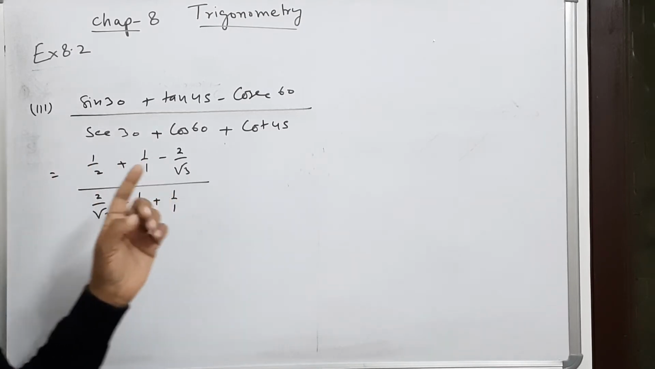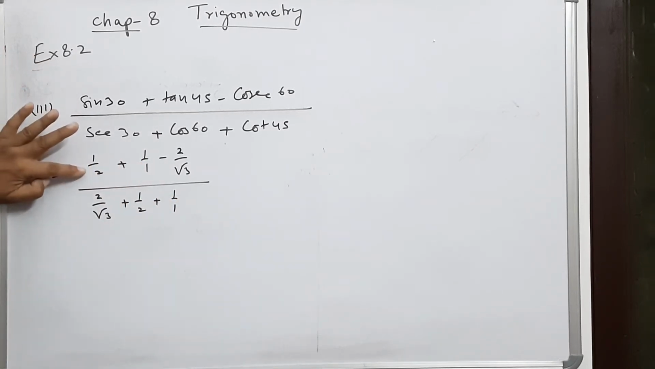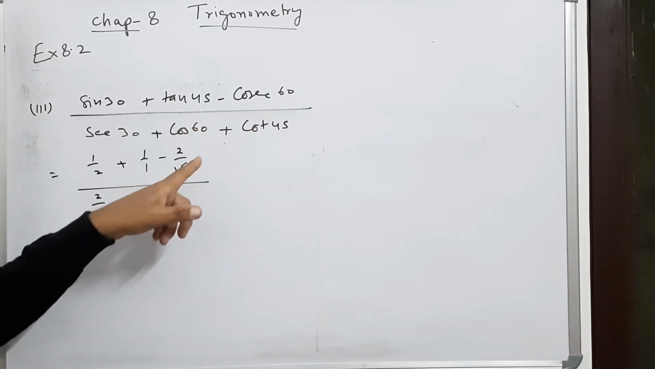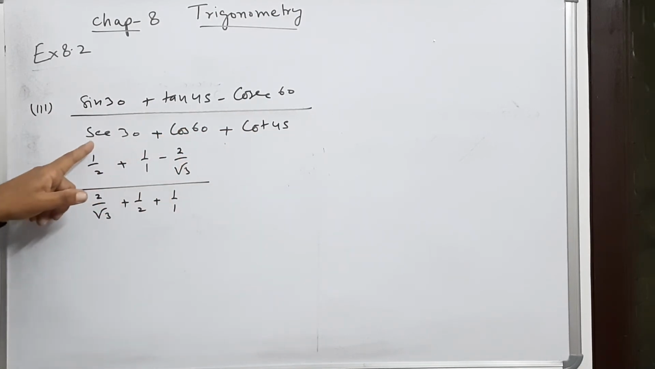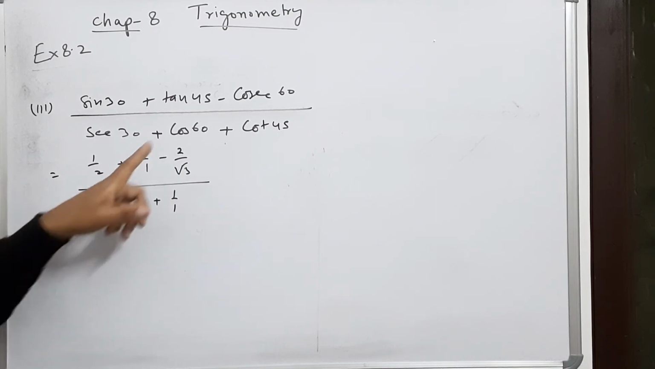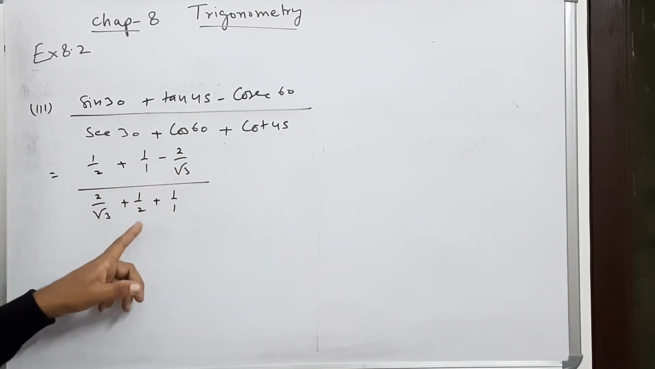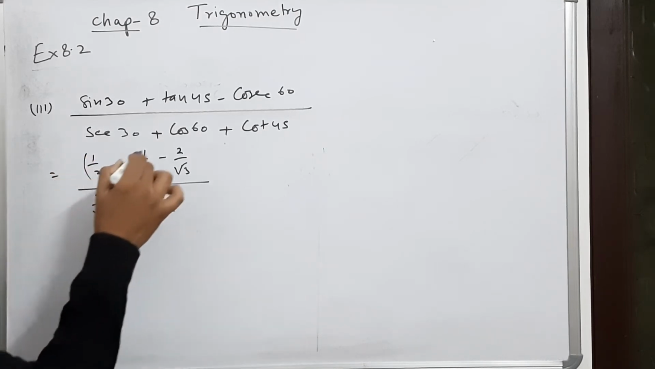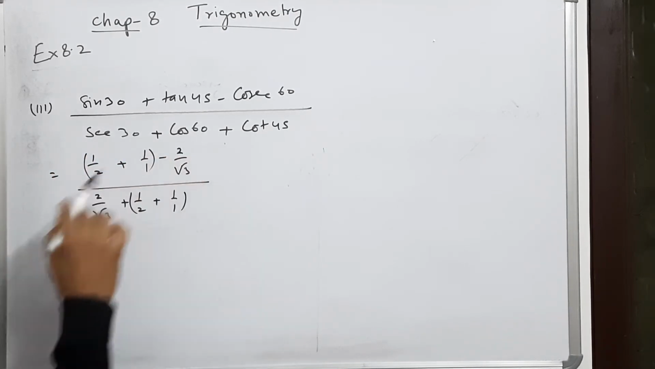Yes, dear students, you see sin 30 the value is half, tan 45 the value is 1 by 1, cosec 60 the value is 2 by root 3, sec 30 the value is 2 by root 3, cos 60 is 1 by 2 and cot 45 is 1.